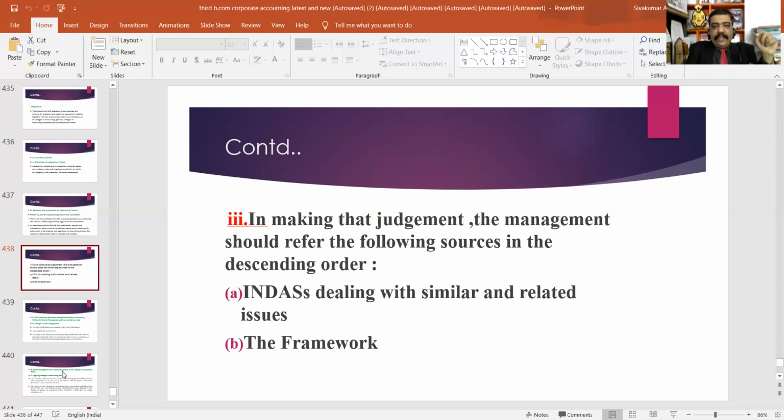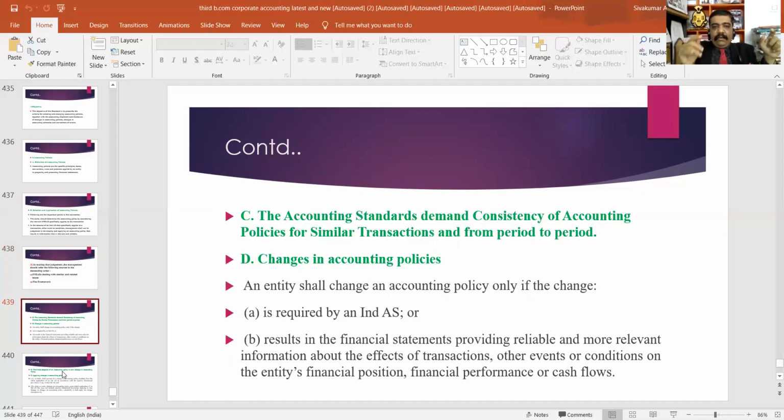Now there's an important point. The accounting standards demand consistency of accounting policies for similar transactions and from period to period. There should be consistency from period to period. Besides, there should be consistency as far as similar transactions are concerned.